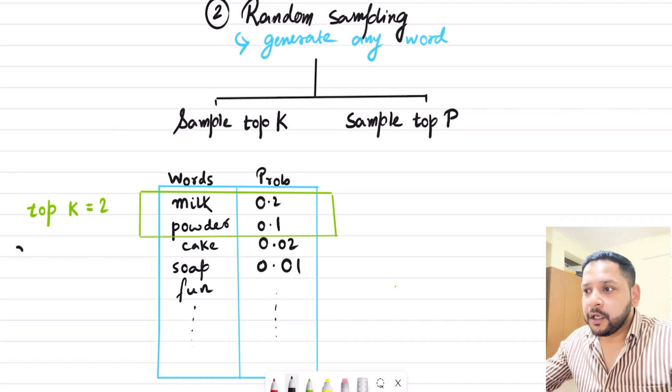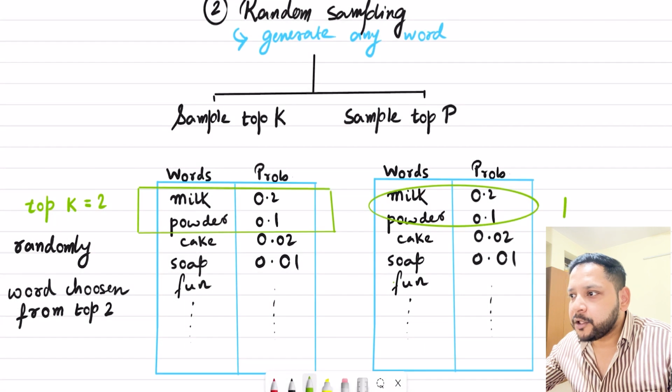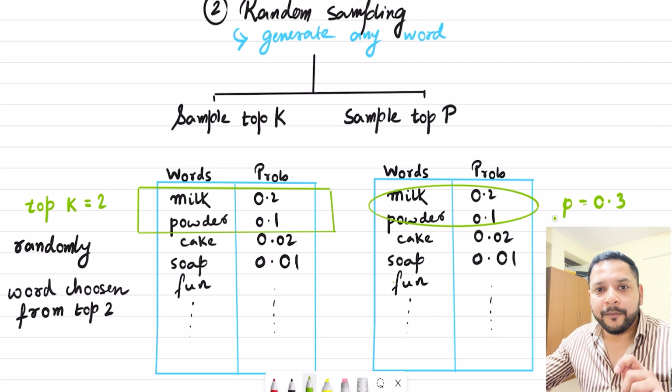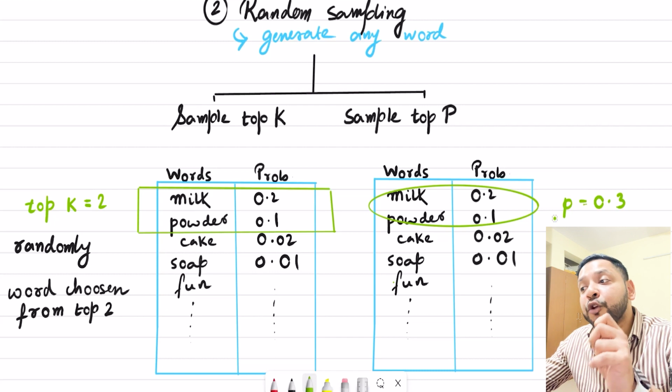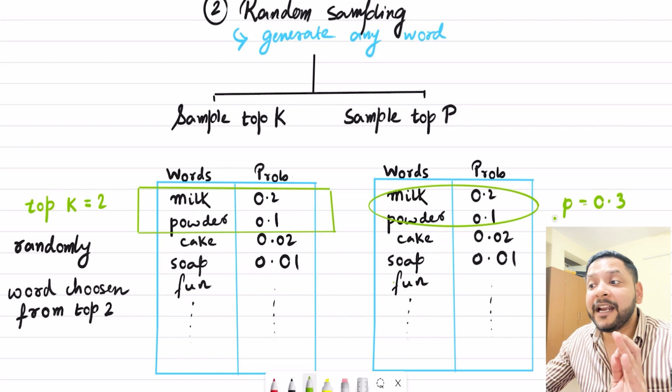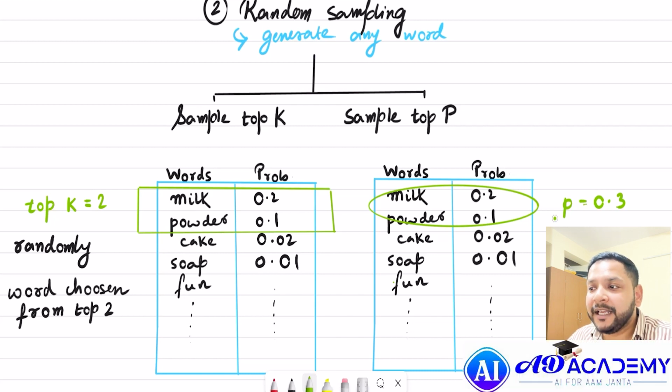Now if you choose the value of p equal to, say, 0.3, then those words will be chosen whose cumulative probability reaches that p value. So here if you choose p as 0.3, then the top words whose cumulative probability becomes 0.3 will be chosen. So here the words milk and powder will be taken into consideration, because their probabilities 0.2 and 0.1 sum up to 0.3.